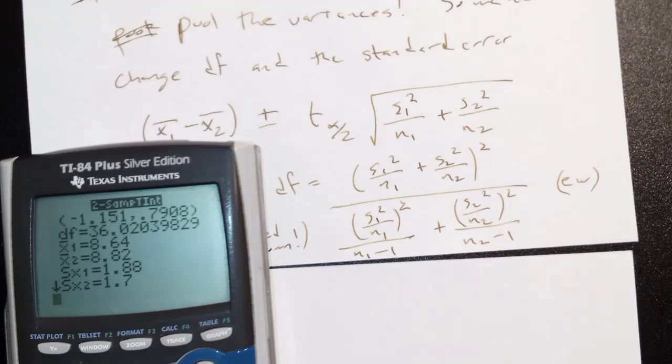Again, zero's in that interval. If zero's in that interval, I don't need to say these are different. My data doesn't support them being different. My data says these groups are about the same.